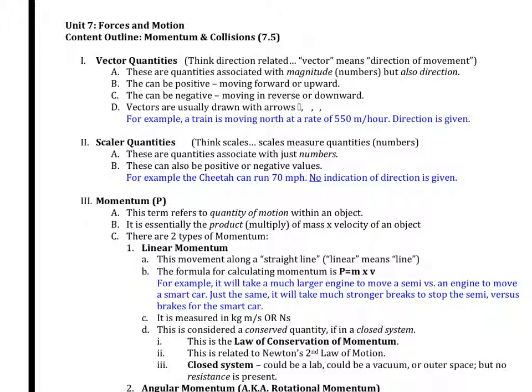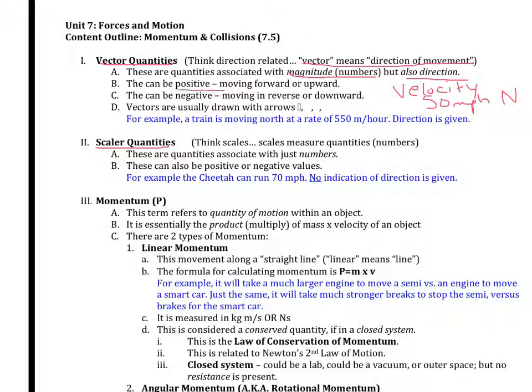Before we can talk about these, we need to talk about the difference between vector quantities and scalar quantities. Okay? Vector means that something has a direction with it. So quantities that have both a magnitude, which is a number, and a direction are vector quantities. So velocity would be an example. Velocity is a vector quantity because you have a magnitude, say 50 miles per hour, and then you have a direction, north. That makes it a vector quantity.